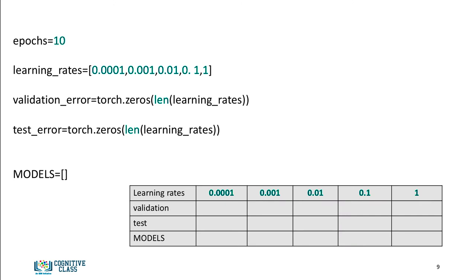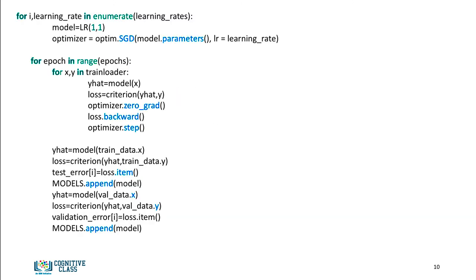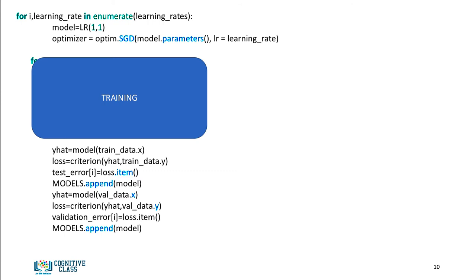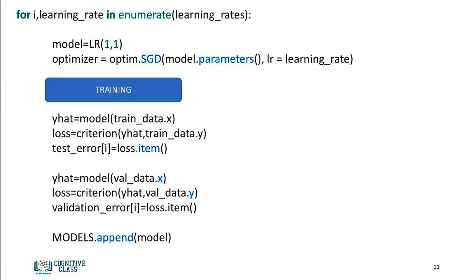We'll represent this with a table where the first row represents the different learning rates. Here's our code. As we covered the training process multiple times, let's just represent it with this training block and minimize it to clarify everything.